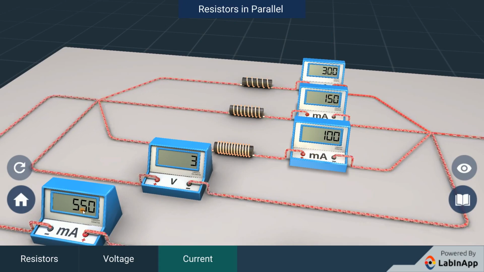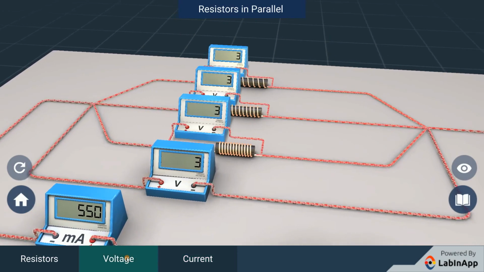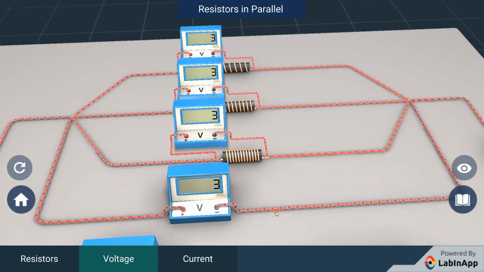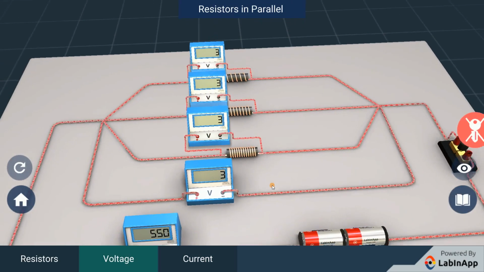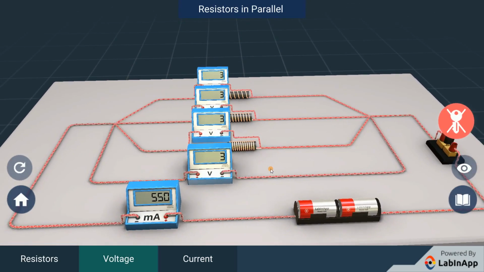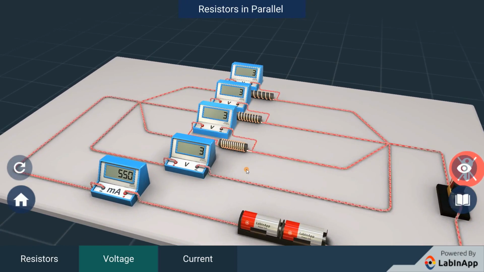Now, let's check the amount of voltage across each resistor by connecting a voltmeter across each of them. We can see that the value of all voltmeters is the same. This implies that in a parallel combination of resistors, the voltage is the same across every resistor. Vary the resistance of all three resistors and cross-verify.